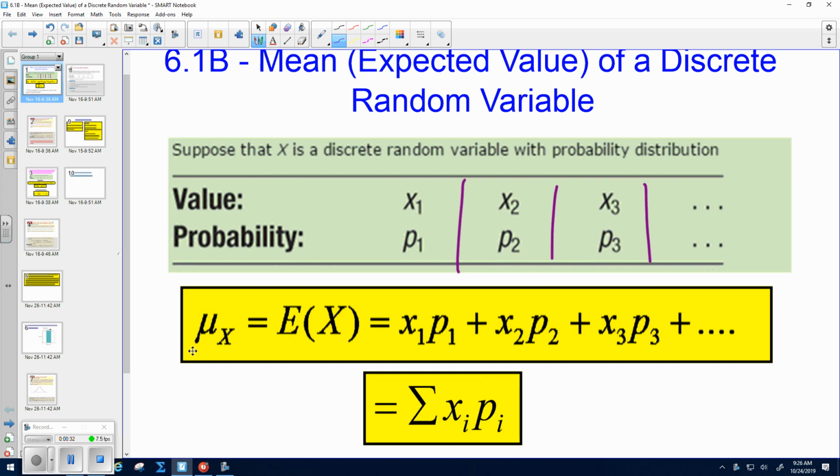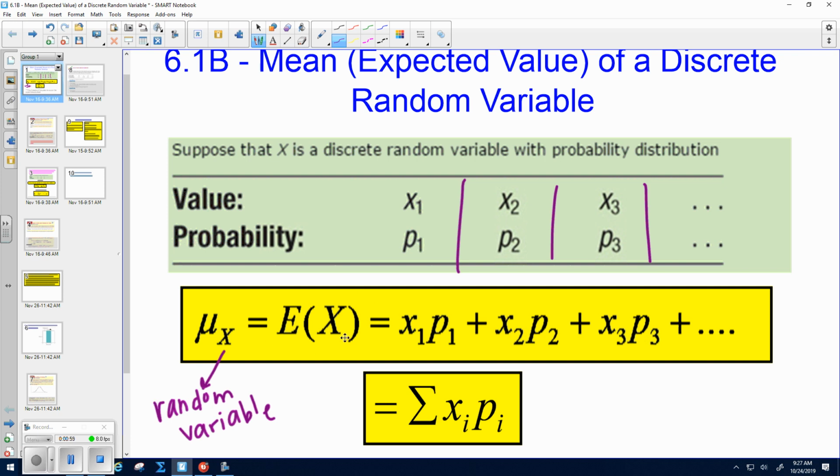First of all, you need to know this symbol, so make sure you write it down. It's like a cursive mu with a little x as the subscript. This x is your random variable that you should have defined at some point, or the book will define it for you. Like we talked about yesterday, the random variable was the number of heads that you got out of 3 coin tosses, okay?